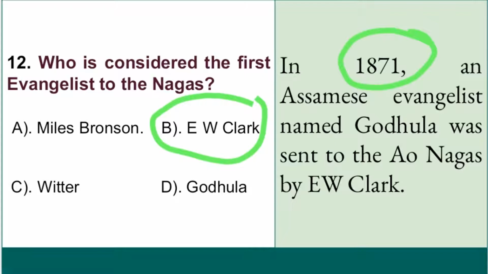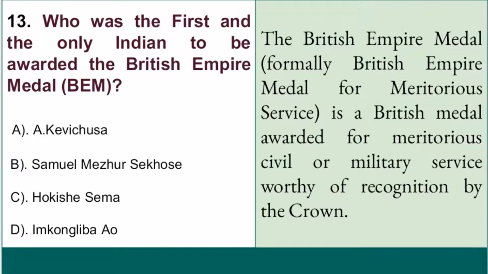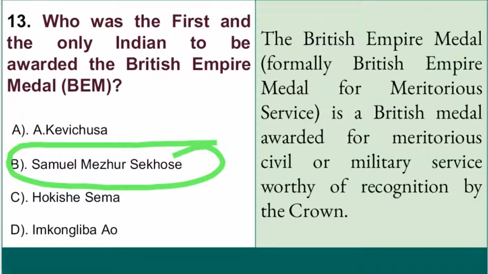No, the correct answer is option number D, not option number B. The correct answer is option number D. Here the question number 13. Who was the first and the only Indian to be awarded the British Empire Medal, BEM? The correct answer is option number B. And here, the British Empire Medal, formerly the British Empire Medal for Meritorious Service, is a British medal awarded for meritorious civil or military service worthy of recognition by the Crown.